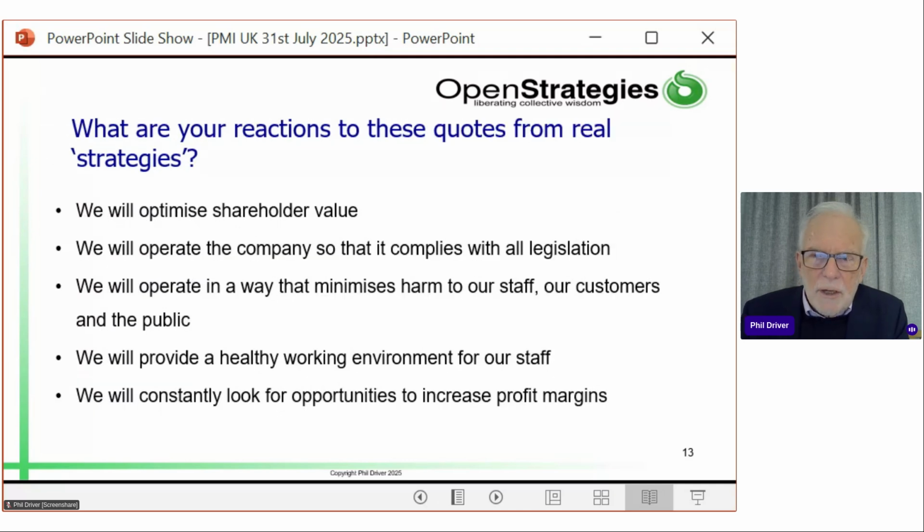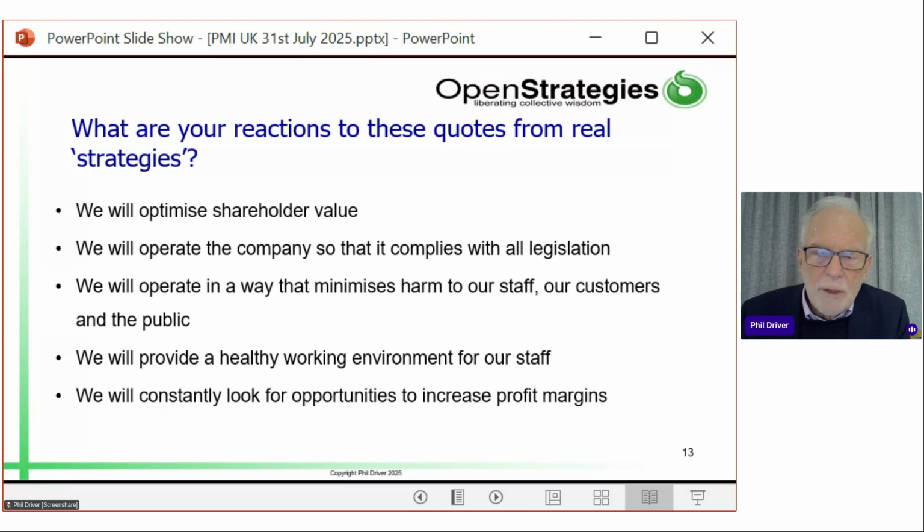So just for a bit of light entertainment, these were all quotes from genuine strategies. And just have a skim through those. As you read them, you could be tempted to think that they are useful statements. Every single one of those statements is a complete waste of space. They might be true. We will optimize shareholder value. What's the alternative to not optimize shareholder value? Yeah, right, you're not going to do that.